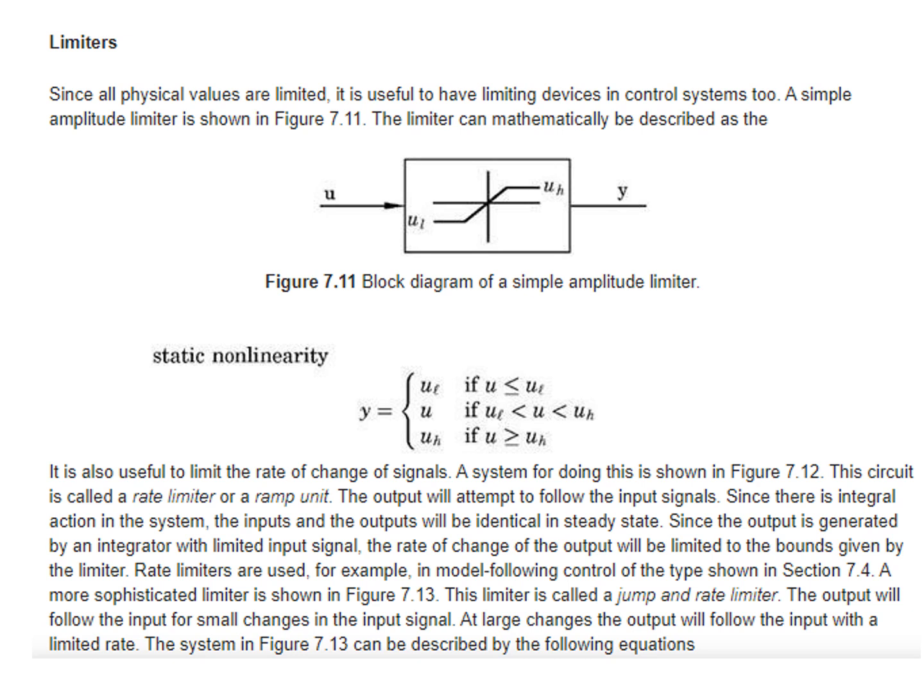The limiters are represented as a static nonlinearity, where y is represented as UL, u, or UH, depending on the value of the control signal: u less than or equal to UL, u lies between UL and UH, and u greater than or equal to UH. This can also be used to limit the rate of change of signals, and this is called a rate limiter.